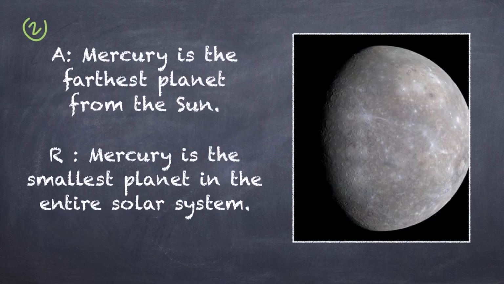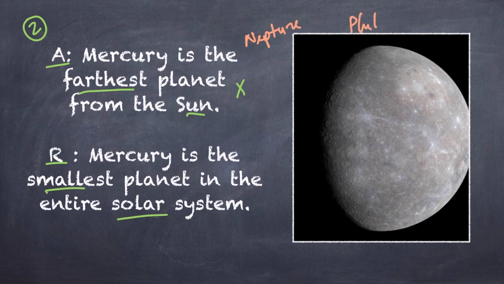Let's solve the second question. The assertion is Mercury is the farthest planet from the Sun, and the reason is Mercury is the smallest planet in the entire solar system. We know that the assertion is wrong because Neptune is the farthest planet from the Sun. If you consider Pluto as a planet, then Pluto is the farthest planet. But excluding Pluto, Neptune is the farthest planet from the Sun. So the assertion is wrong.